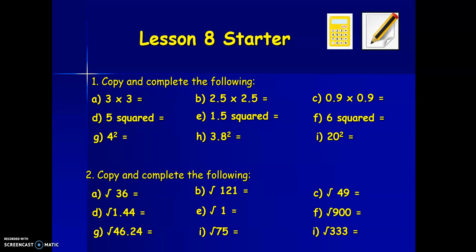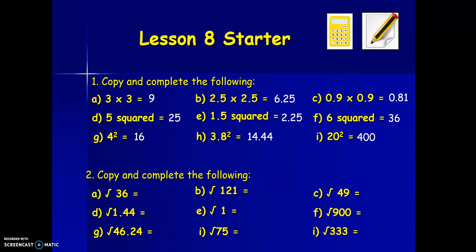Okay, let's have a look at your answers. So 1A is 9, 1B 6.25, 1C 0.81, 1D is 25, 1E is 2.25, 1F is 36, 1G is 16, 1H is 14.44, and 1I is 400. All of these questions in question 1 are just different ways of asking exactly the same thing. When you square a number, you multiply it by itself.